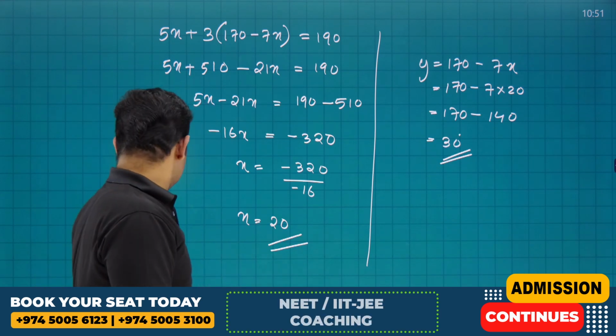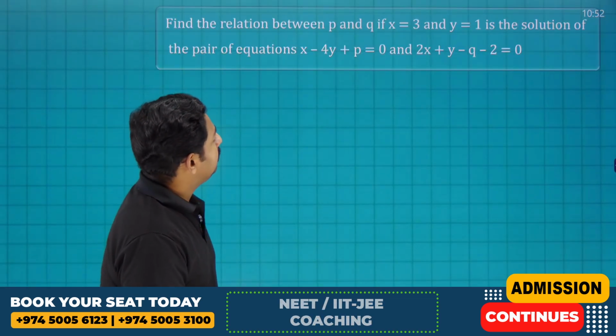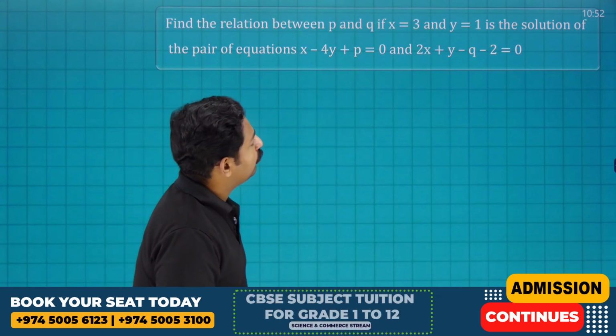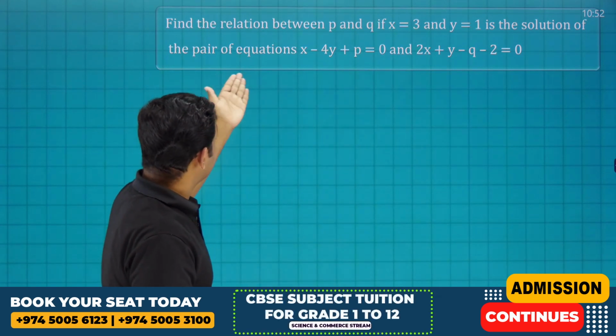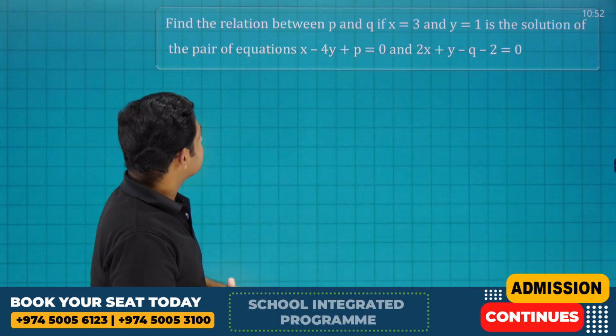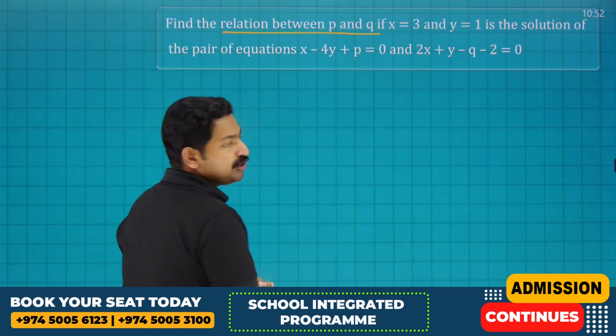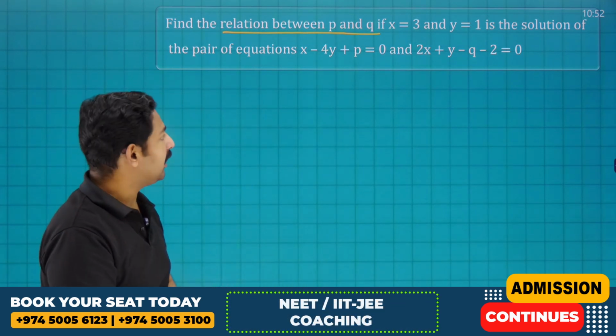Okay, so that's it. So moving to the next question. You can see, find the relation between P and Q if x equal to 3 and y equal to 1 is the solution of the pair of equations. Two equations are given, right? And here it is the relation between P and Q. Relation between P and Q we need to find out.